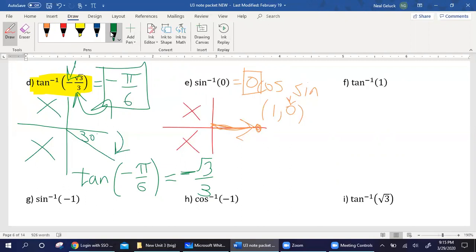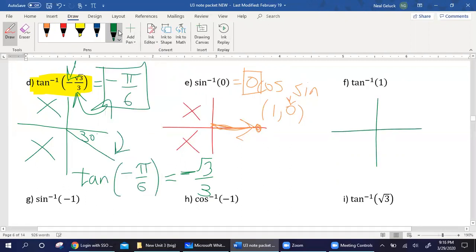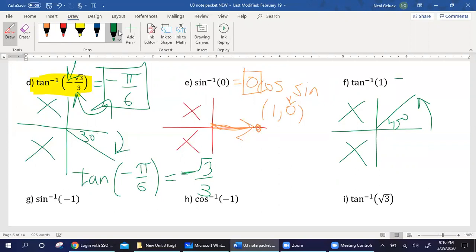On letter F, inverse tangent again. So inverse tangent, we cross out the left. Now be careful, when tangent is 1, that's actually not on an axis. Tangent is 1 on a 45, because the opposite and adjacent are the same length. So that angle is pi over 4.